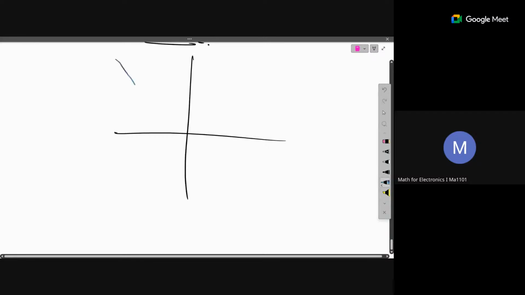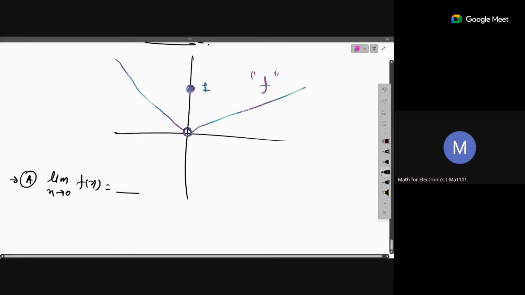So suppose this is the graph of your function. This is a hollow point at only 0, and this is 1. Suppose a function is given by this particular f, then if I ask you one question: first question A will be, what will be the limit as x goes to 0 of f of x? And B will be, is f continuous at x equals 0? What will be your answer?